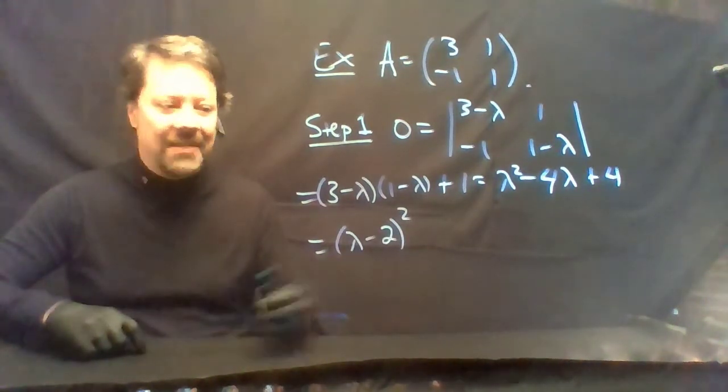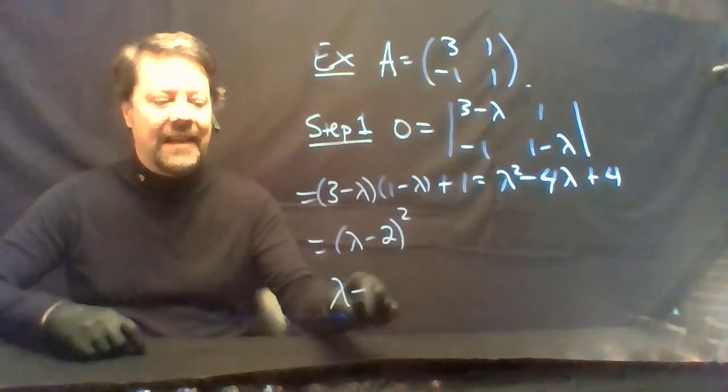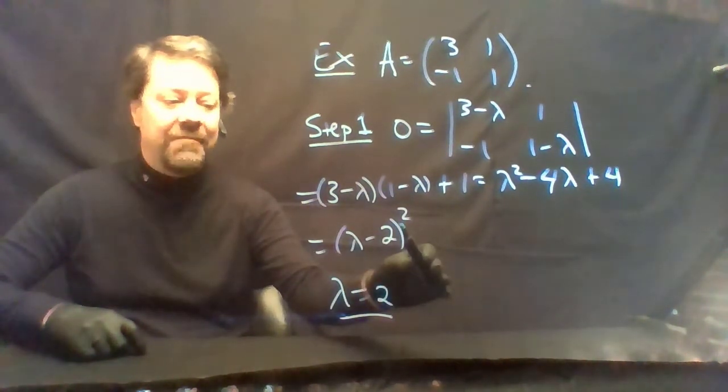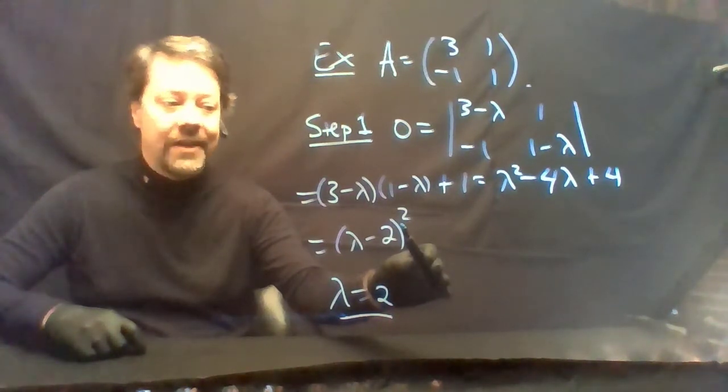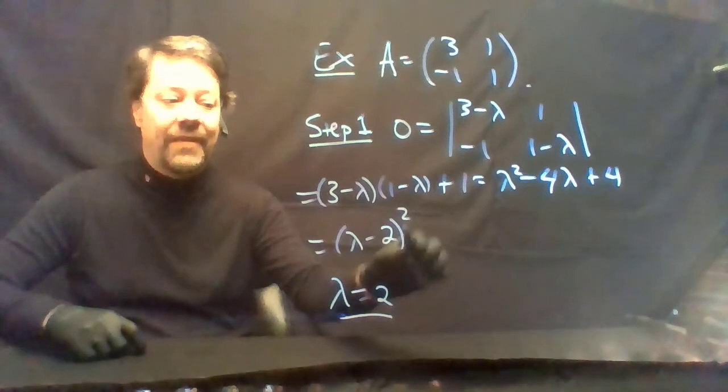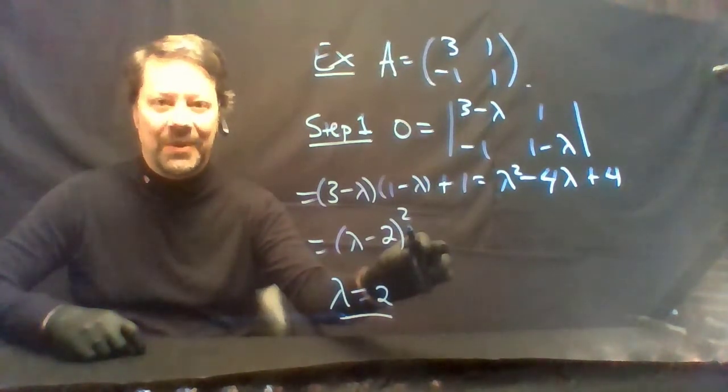Now I want you to see something. We get lambda equals 2, but lambda minus 2 appears as a factor of the characteristic equation twice. We say that lambda is 2 with algebraic multiplicity equal to 2.